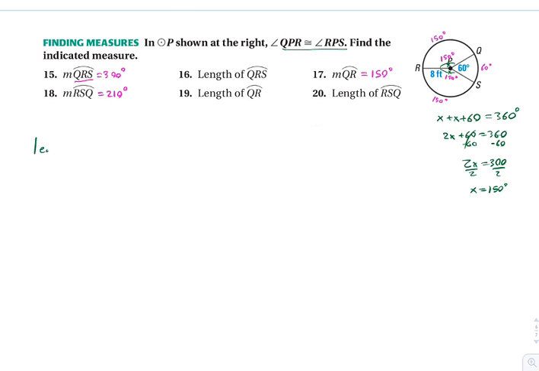So length of QRS is equal to, so I've got 300 degrees out of the total 360. That's a pretty big chunk, most of the circle. And then times the total circumference here. Notice I'm given a radius of 8 feet in the original image. So this is times 2 pi 8.